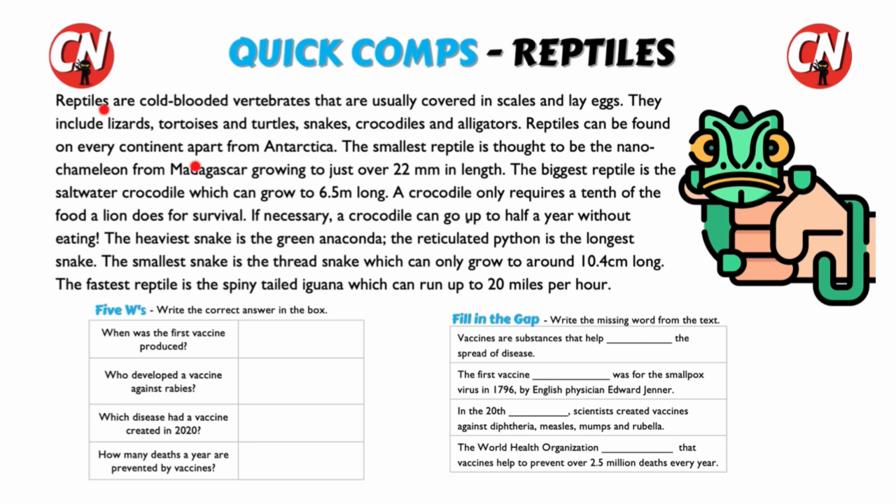Again, reptiles, it's probably going to say reptiles a lot, so I'm not going to highlight reptiles every time I see it. It'll say it somewhere else. Because we've got reptiles, I'm going to highlight in green this time just to keep a bit of a theme. Reptiles are cold-blooded vertebrates that are usually covered in scales and lay eggs. Quite important information. They include lizards, tortoises, turtles, snakes, crocodiles, and alligators.